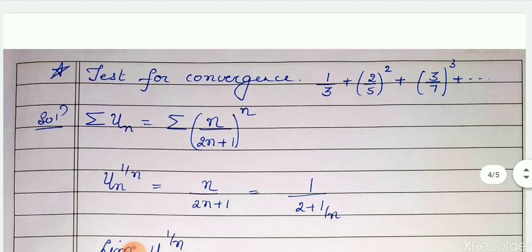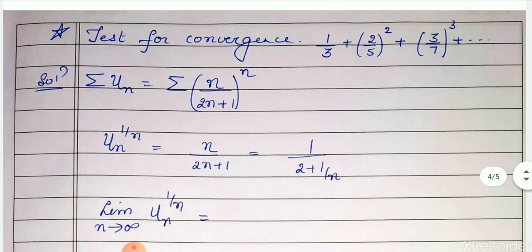Alright, the next example I like to discuss is test for convergence 1 by 3 plus 2 by 5 square plus 3 by 7 cubed plus and so on. Sigma un will be, if you check, the numerator terms are 1, 2, 3 and so on. 1 raised to 1, 2 raised to 2, 3 raised to 3, nth term is n raised to n. Denominator will be 3, 5, 7. It's an arithmetic progression. So you will find the nth term of the arithmetic progression is 2n plus 1.